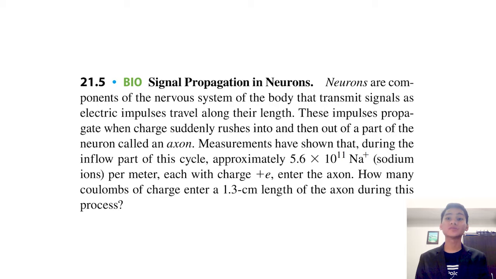Measurements have shown that during the inflow part of this cycle, approximately 5.6 times 10 to the 11th sodium cations per meter, each with the charge plus e, enter the axon. Now we are asked how many coulombs of charge enter an axon with length 1.3 centimeters during the process.